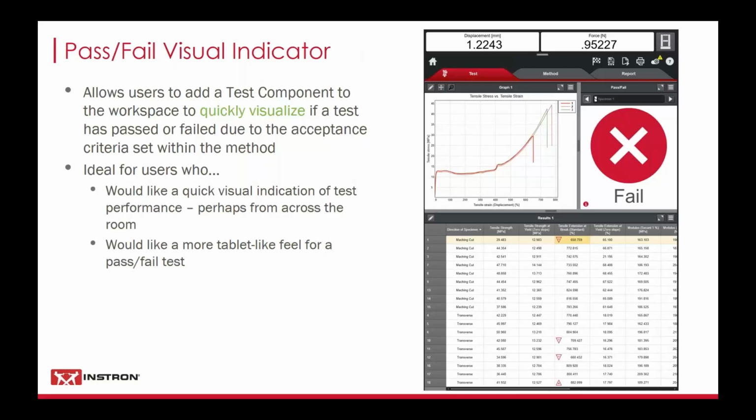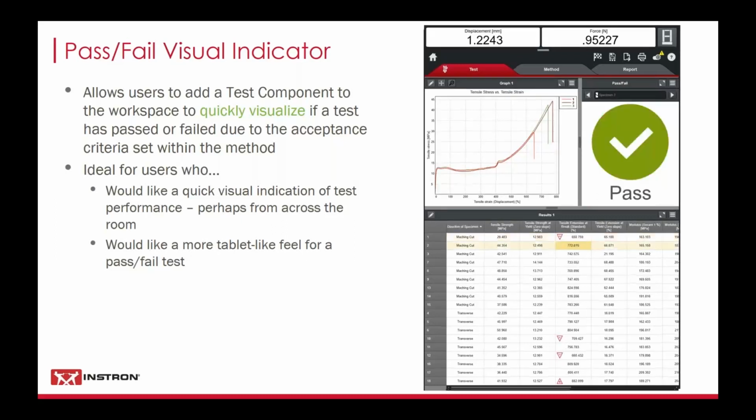And finally, the PassFail indicator allows users to quickly visualize if a test passed or failed due to the acceptance criteria set up in the method. In the screenshot to the right, I'm looking at specimen number 1, which failed by not meeting the acceptance criteria I created for tensile extension at break. Whereas if I move to specimen number 2, this test passed by meeting the acceptance criteria. And you can see that with the really large pass icon.